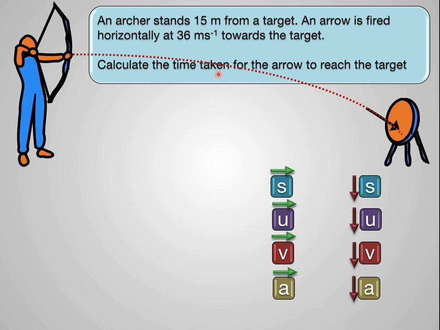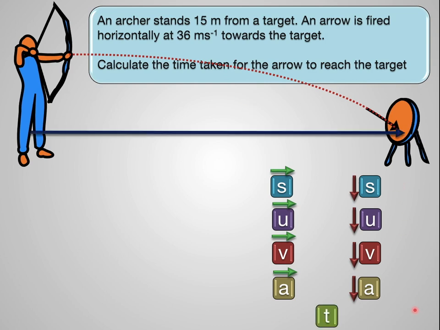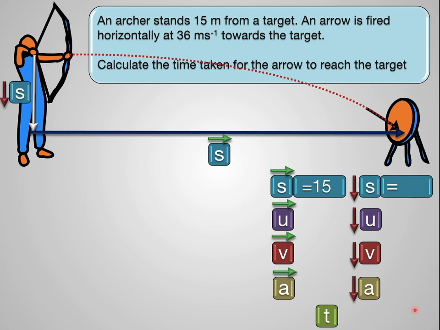To find the time, I can use either horizontal or vertical depending on what is given. This is called the horizontal displacement, which is 15 meters. It's already given in the question. Now the vertical displacement, the value is not given, so I'm just keeping it blank.